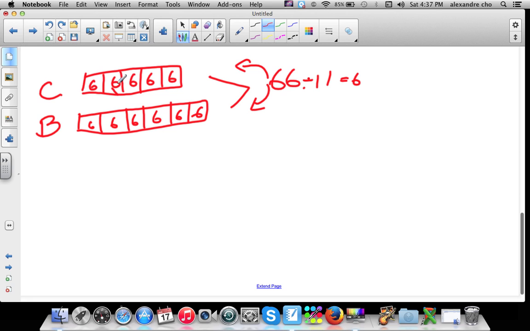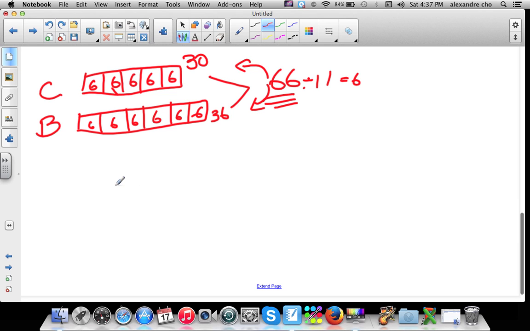So that's true. 1, 2, 3, 4, 5. 6 times 5, there are 30 cars. And 1, 2, 3, 4, 5, 6, and there's 36 buses. If you add these two, 30 plus 36, does it equal 66? Yes, it does. So we're good here.